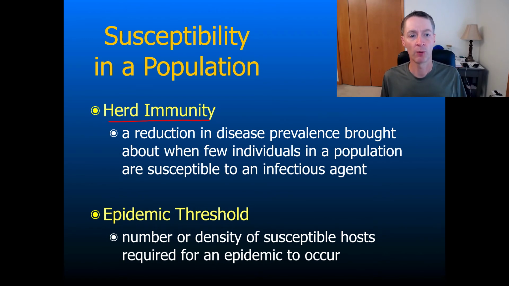We have a herd of people, and herd immunity refers to a reduction in the disease prevalent within that population when only a few individuals in the population are susceptible. So in other words, a certain number of people have to be immune and resistant, or not susceptible, to the pathogen, all right? So if they run into it, they won't get the disease. Now, this is a good number to have, right? We want to have enough people immune so that a disease doesn't spread like wildfire throughout a population.